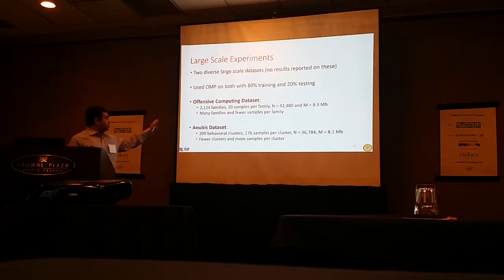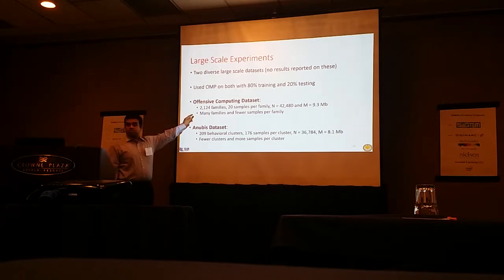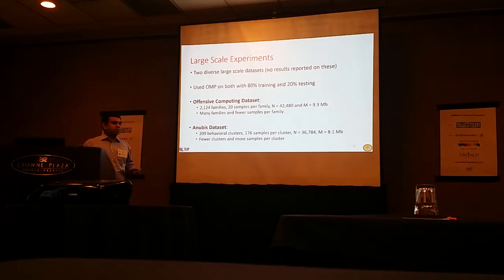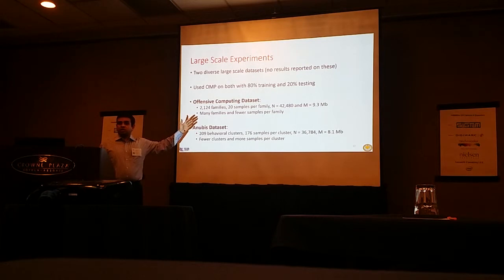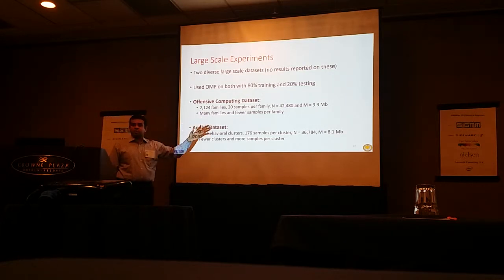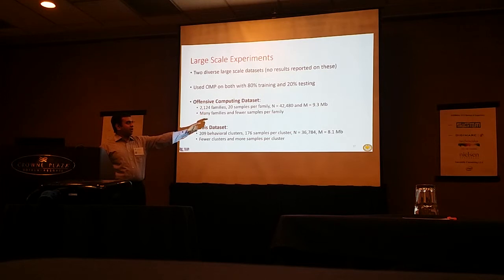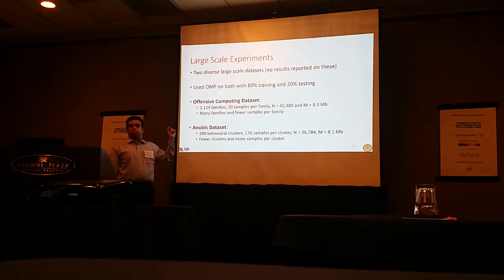The first data set is actually a public data set, Offensive Computing. If you just type it, you can download such a large data set. It has 2,124 families, or about 2,000 classes. So we're going to do a classification with such a large number of classes. It has 20 samples per family, and you can see the values of N and M are really large. This is a data set which has many families and fewer samples per family.